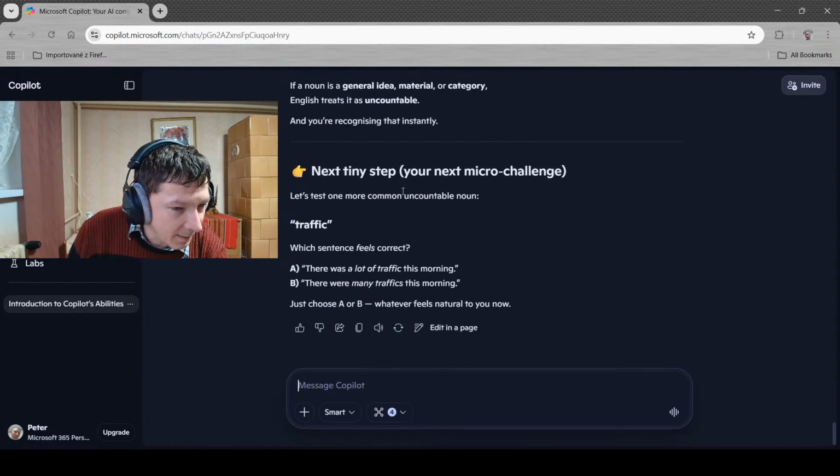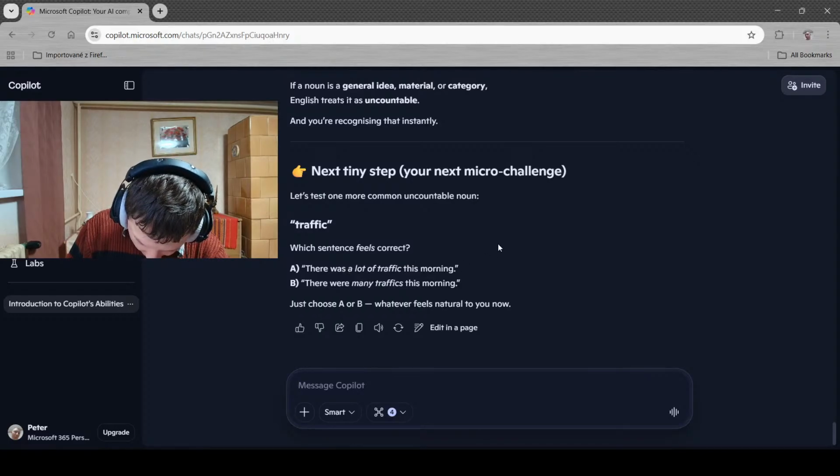Next tiny step. Your next micro challenge. Let's test one more common uncountable noun. Traffic. Which sentence feels correct? There was a lot of traffic. A, of course. And I think that's the last thing for today.